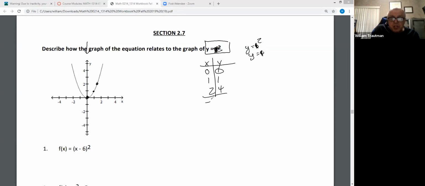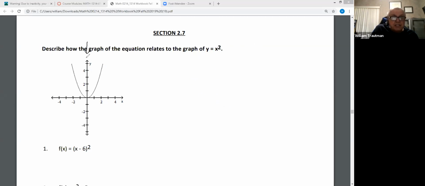And you do the same thing with -1. -1 squared, -1 times -1 is +1. So -1, 1. -2, 4. -2 times -2 is +4. So these are the points. That was supposed to be 2, 4. That one. So that's our basic x-squared graph. Just wanted to show you how we got that.